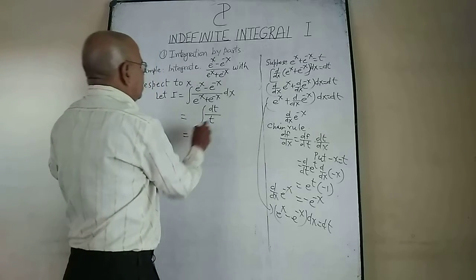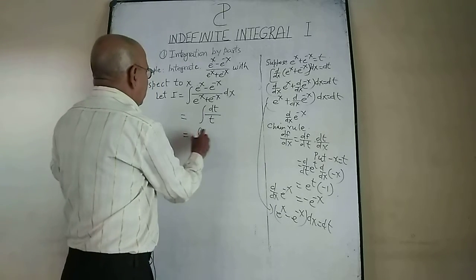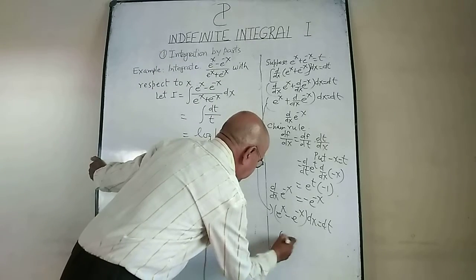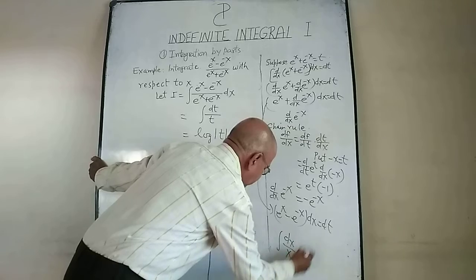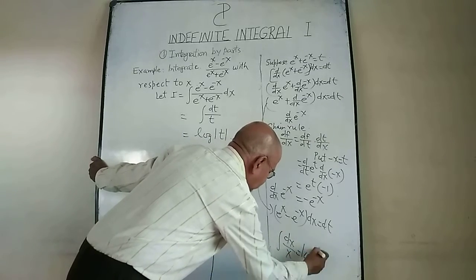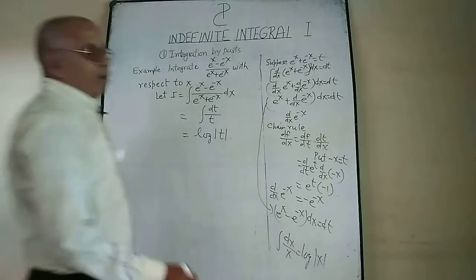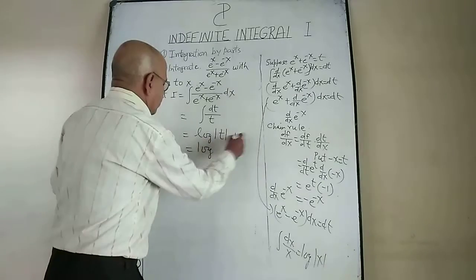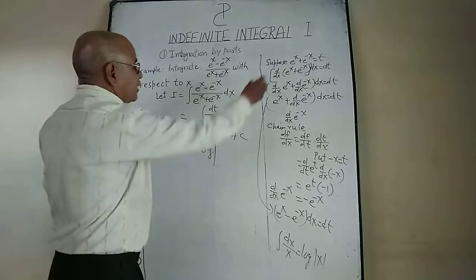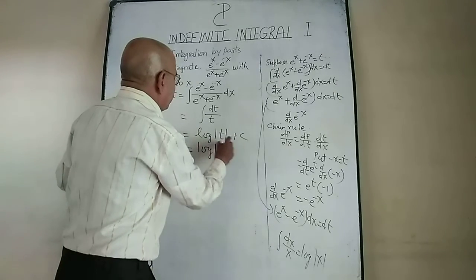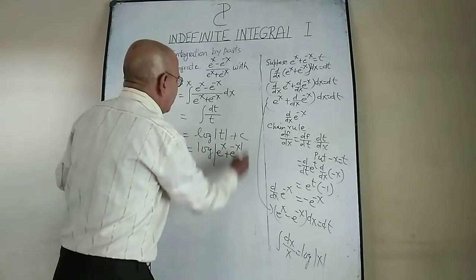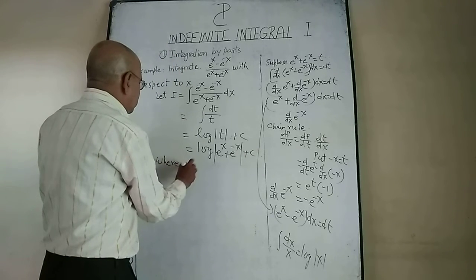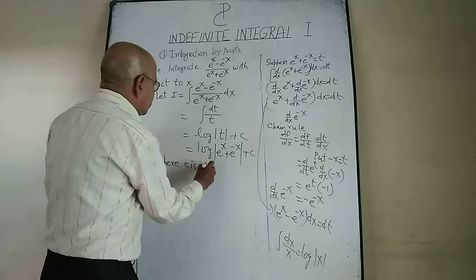And this is equal to log of t, because we already know that the integration of dx upon x is equal to log mod x. So this is equal to log of e to the power x plus e to the power minus x plus c, where c is the integrating constant.